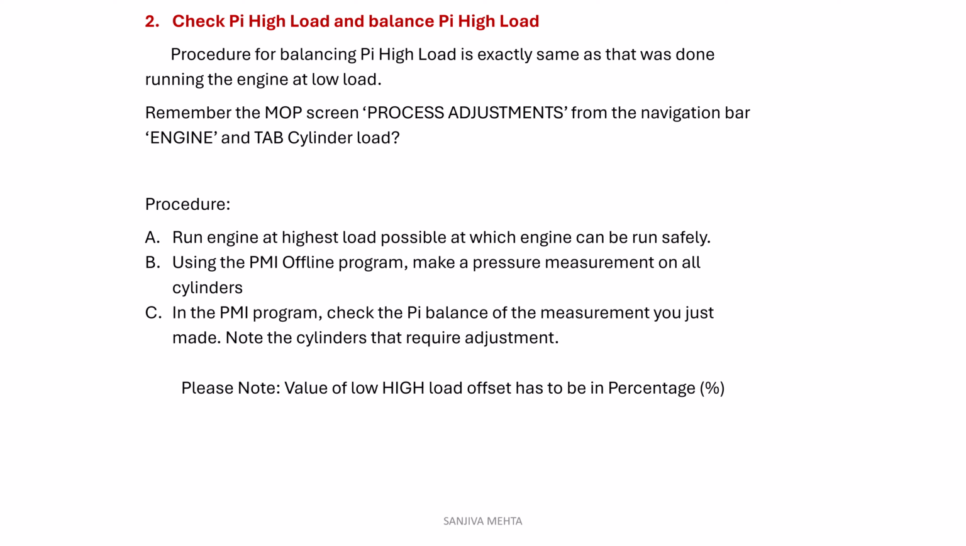In the PMI program, check the PI balance of the measurement you just made. Note the cylinder which needs adjustment. Last slide I showed you, number 2 needs adjustment. The low or high load offset has to be in percentage. That is important, percentage value. So you have to calculate the percentage value.